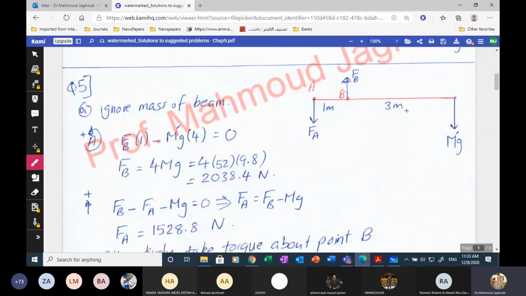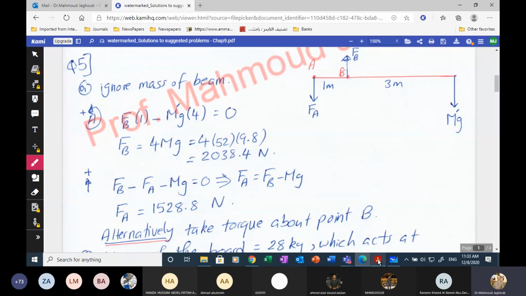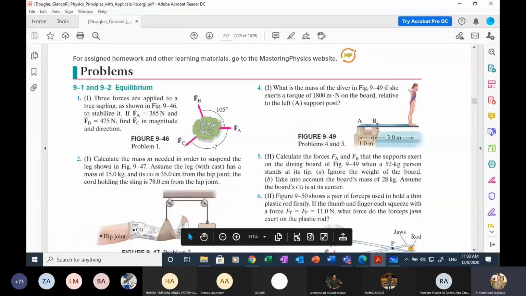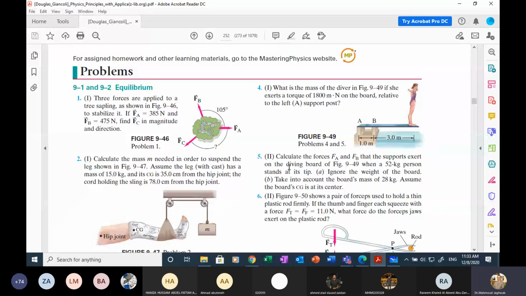Now, question number 5 is on the same sketch. He says the following in 5. Calculate the forces FA and FB that the supports exert on the diving board. Yani there is a force FA, there is a force at B. Where are those forces coming from? They come from the supports, like you have two walls here.